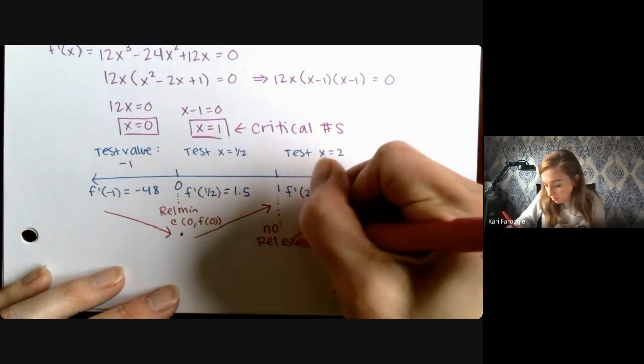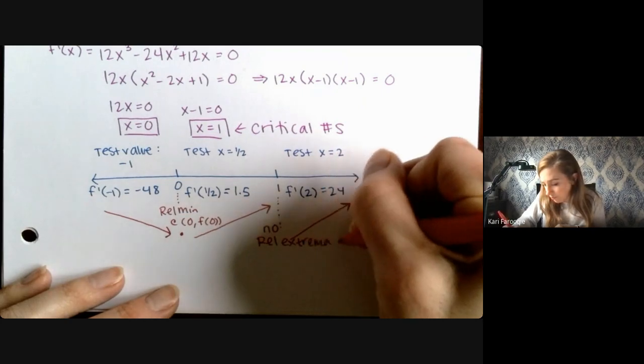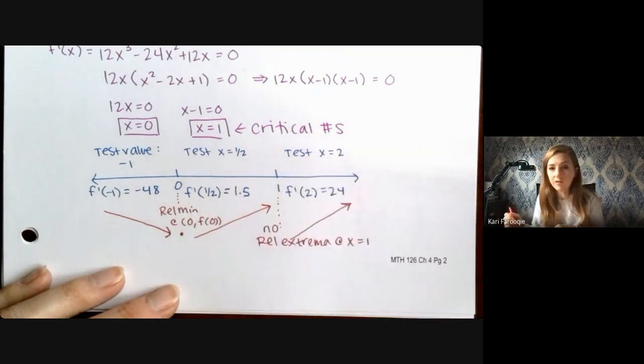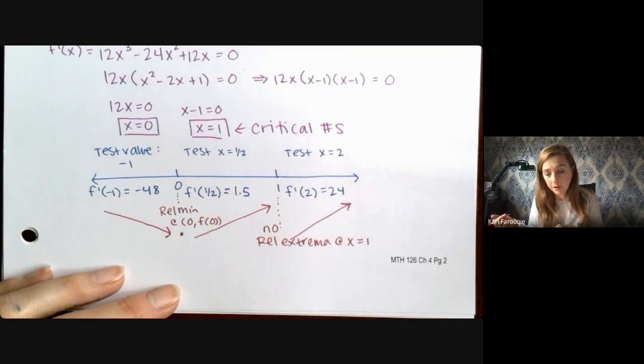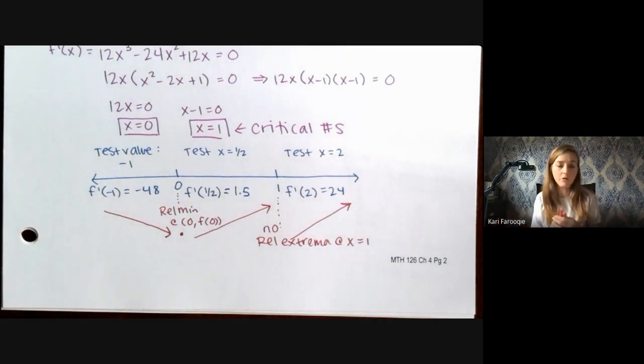No relative extrema at x equals 1. Later on down the road, we'll want to plot that point just so that we know where it is on the graph, and it's going to help us to get a good picture. And that point would still be located at 1, f of 1. But in this case, we don't have to list it out because there's no relative extrema there.